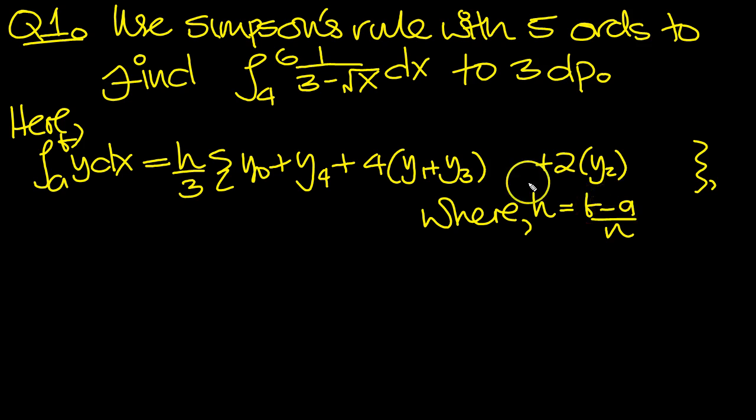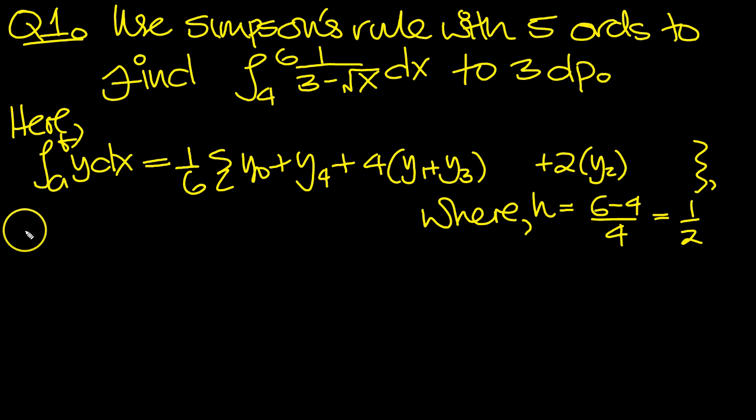And then h is b minus a over n. b minus a is 6 minus 4 over n. 5 ordinates, 4 intervals, so n is 4 as we said. So we've got 2 over 4, which is a half. So the h over 3 we can put in straight away is a half over 3, which is 1/6.